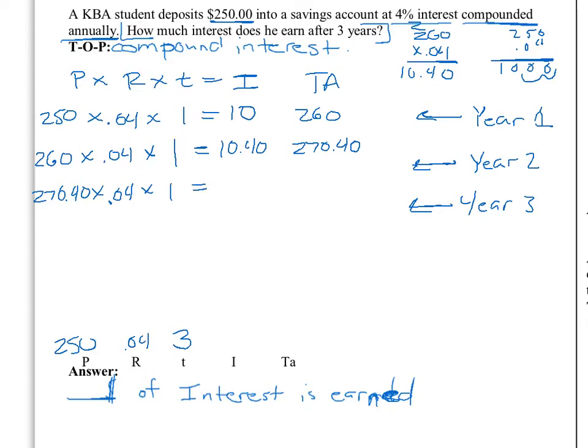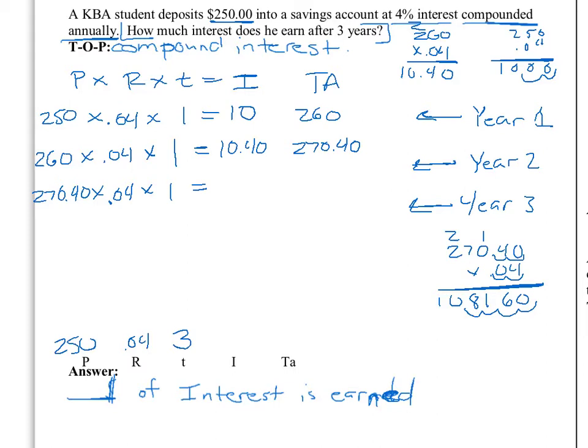So now I'm going to multiply $270.40 times 0.04. 0, 6, carry the 1, is 0 plus 1, is 8, carry the 2, is 4, times 2 is 8, plus is 10. I have 1, 2, 3, 4 decimal place values, so I need 1, 2, 3, 4 decimals in my answer.